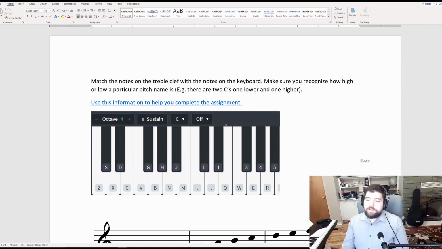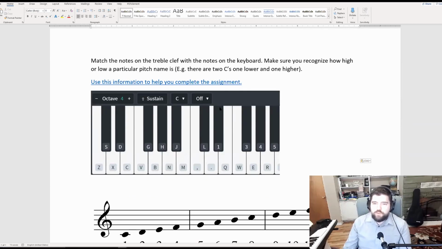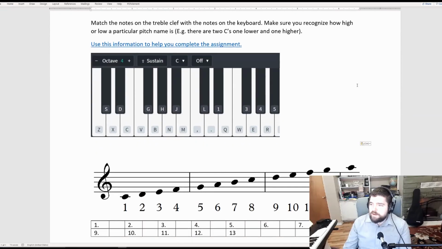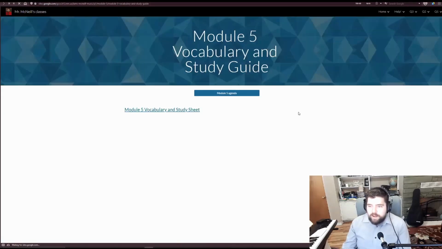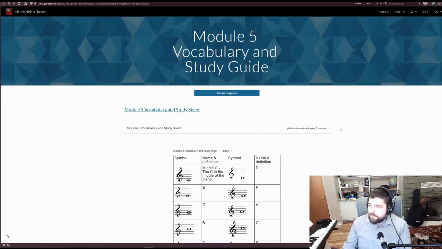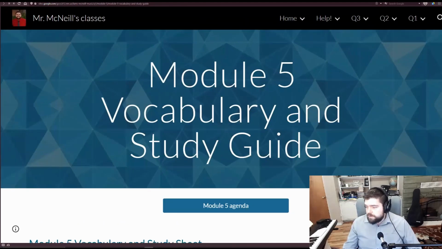All right, guys. So this is what your assignment looks like today. I have it opened up in Word, but I'll put it up on a Google Doc for you to go ahead and complete today. I have here a link to the information that will help you complete the assignment. Right now, we are working with just the white keys. So this is a study sheet that we are very familiar with.